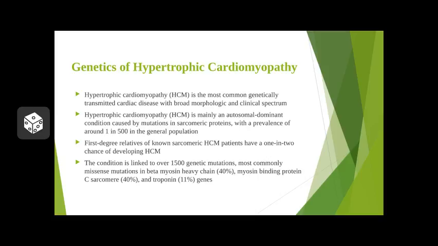First-degree relatives of known sarcomeric hypertrophic cardiomyopathy patients have a 1 in 2 chance of developing this disease. This condition is linked to over 1,500 genetic mutations, most commonly missense mutations in beta-myosin heavy chain, which is 40%, and myosin-binding protein C-sarcomere, which is also 40%, and troponin genes at 11%.